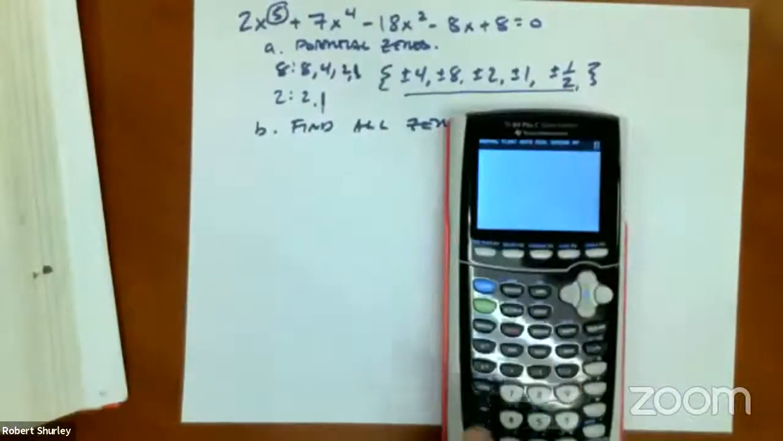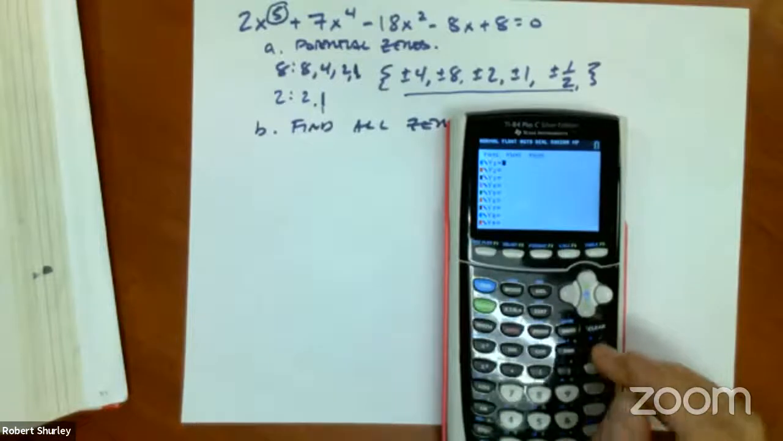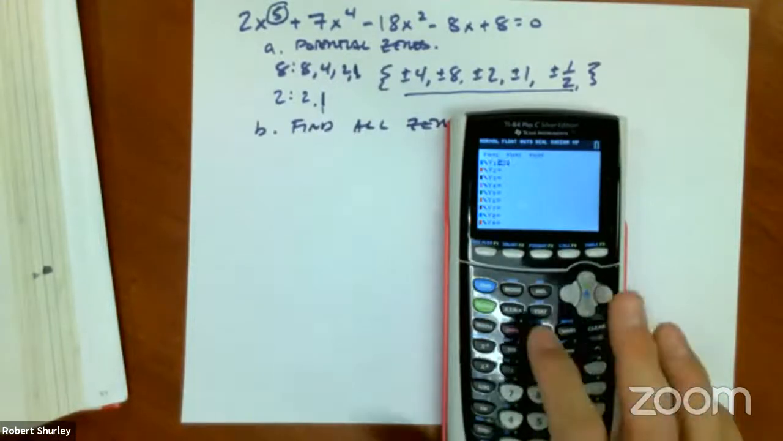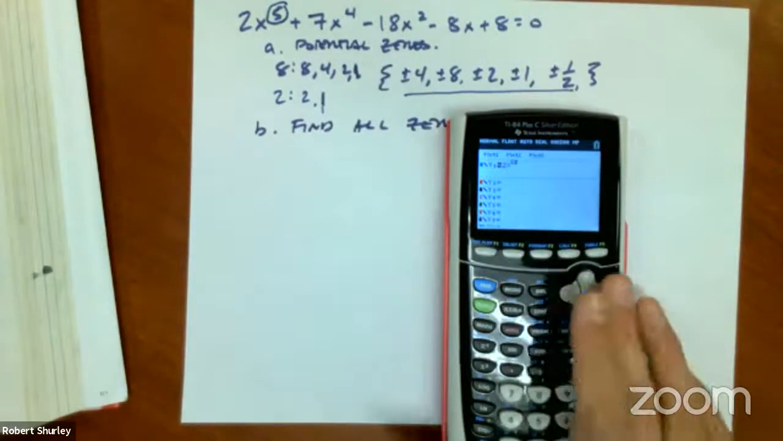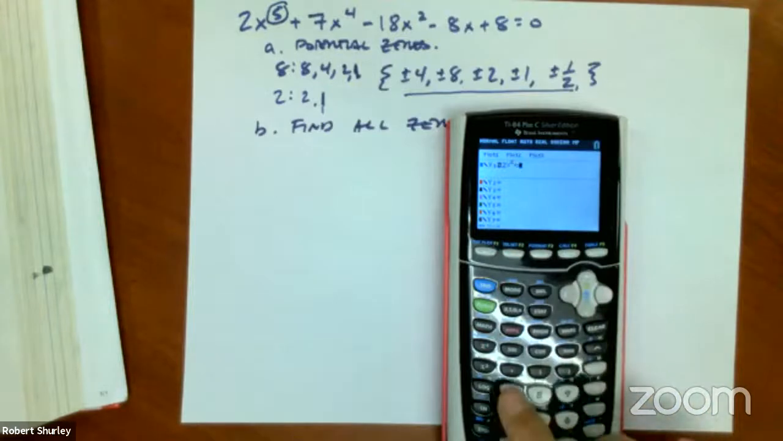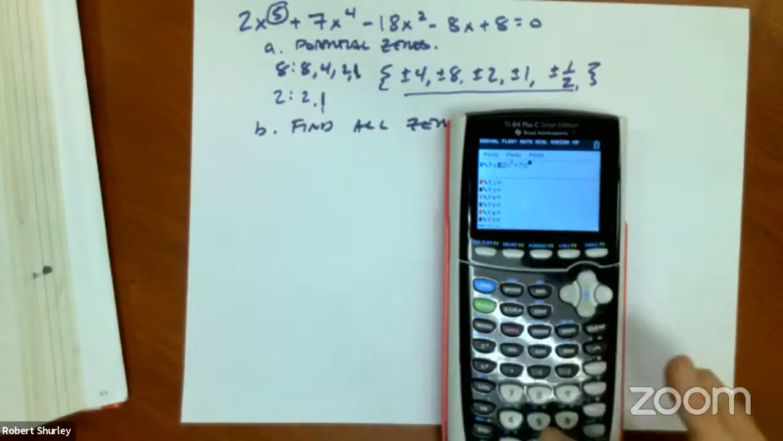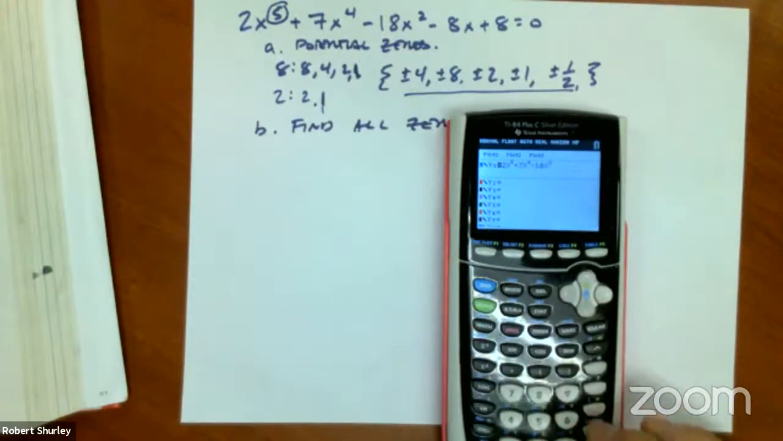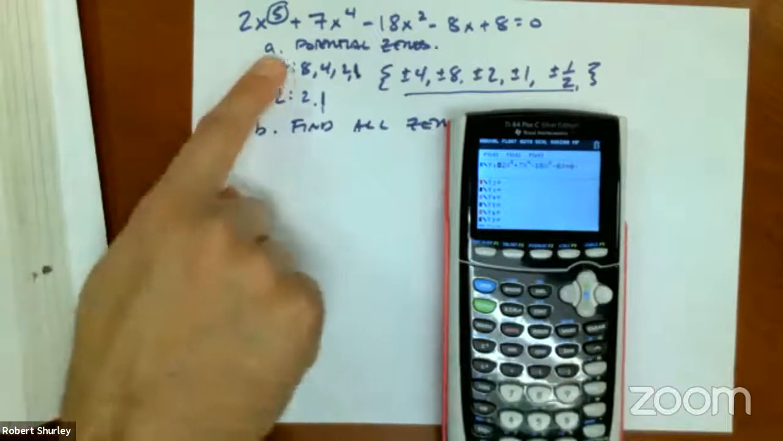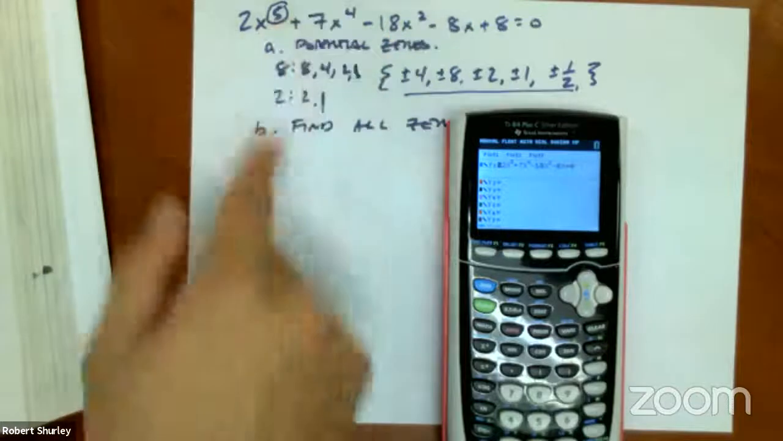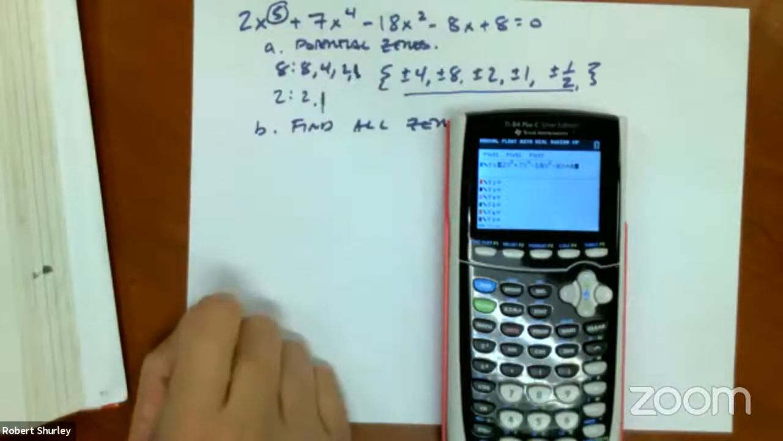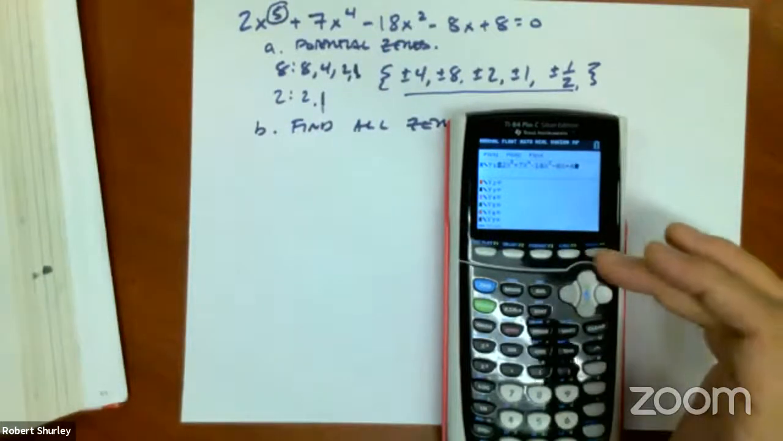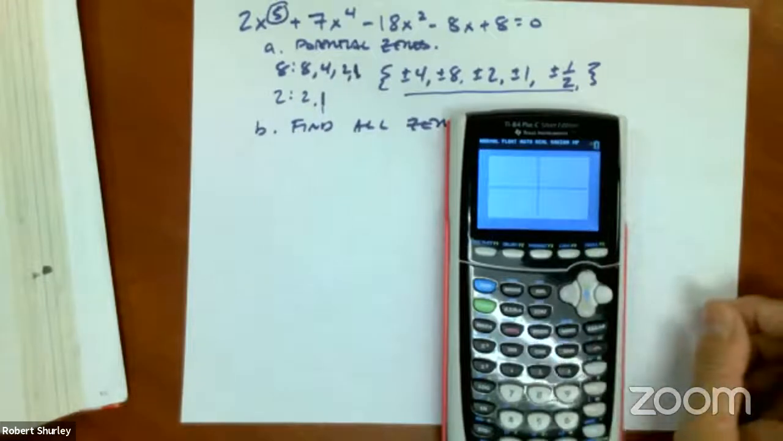So I'm going to go in here. I'm going to go to y equals, and I'm going to put this equation in. 2x to the 5th plus 7x to the 4th minus 18x squared minus 8x plus 8. Now look, even though this was written as an equation, I'm going to treat it like it's a function, okay? And then I'm just going to graph it. So I hit the graph button.